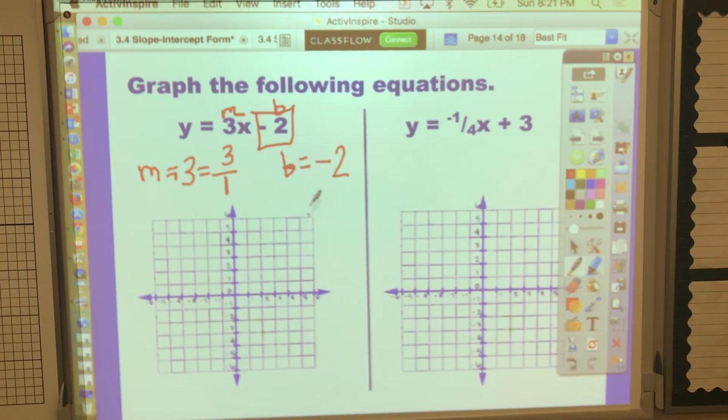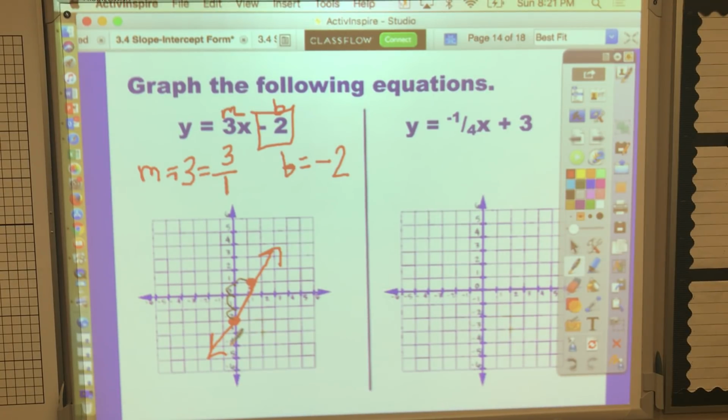So to graph it, I start at the y-intercept, so at negative 2 on that vertical number line, and I put a point. And from that point, they're telling me to go up 3 and over 1. So from there, I'm going to go up 1, 2, 3, and over 1. And that is where my next point goes. So my next point is right here. And my last step, connect those 2 dots with a line. Again, that line should have arrows at both ends.